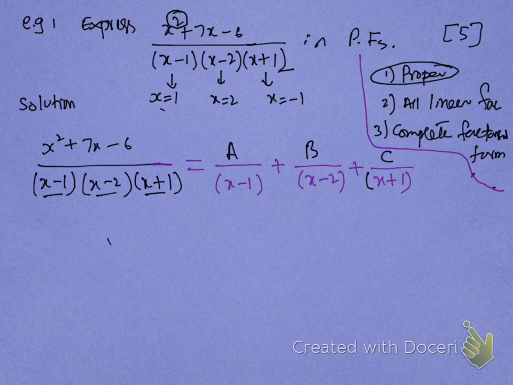While substituting, we need the values of x. Basically, we need the values of x for the substitution. We can get the values of x from the denominator. This factor is x − 1, so the value of x is 1. This is x − 2, so the value of x is 2. And this is x + 1, therefore the value of x is −1. These 3 values will be used to find the unknown constants A, B and C.